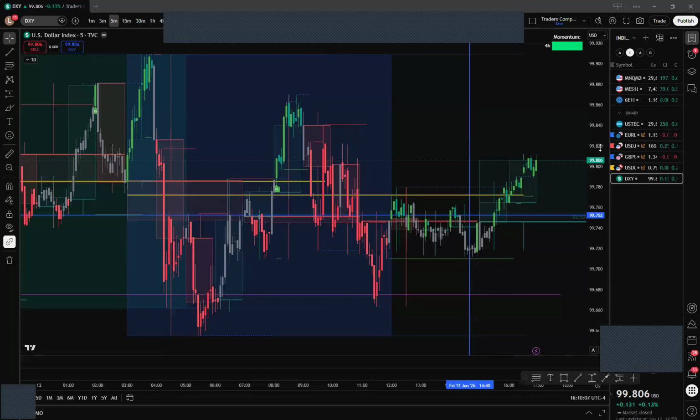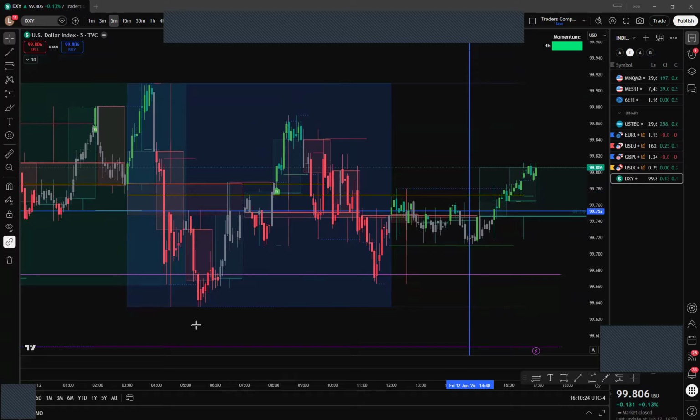And so if you're going to get a buy signal on the dollar or a sell signal on the dollar, you're going to look to do the reverse on Nasdaq, the reverse on gold, the reverse on the euro, and so forth.